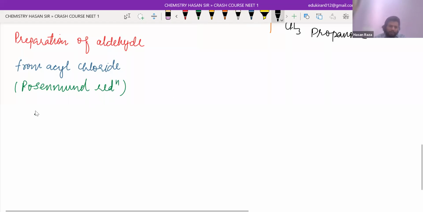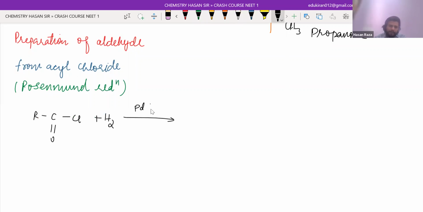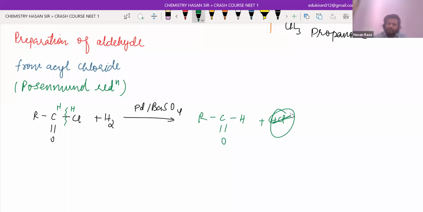Now you can see if you have an acyl halide or acyl chloride, you are going to react this with hydrogen in the presence of palladium and BaSO4. Then this will be reduced, as you can see. This will be broken, hydrogen will be added here, and the acyl halide will be converted directly into aldehyde. And this is your byproduct, so we don't need to deal with it. So it can easily be converted into aldehyde, and this is known as the Rosenmund reduction.